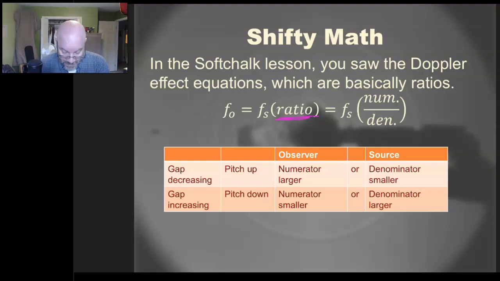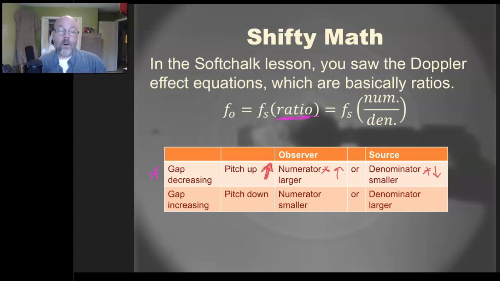So if the gap is decreasing, this first scenario here, then in order to get a larger ratio, a ratio greater than 1, we need to have the numerator increase, or the denominator decrease. So the numerator could go up or the denominator could go down. Both of those are going to make the ratio get bigger. I'm going to make that a big arrow there.